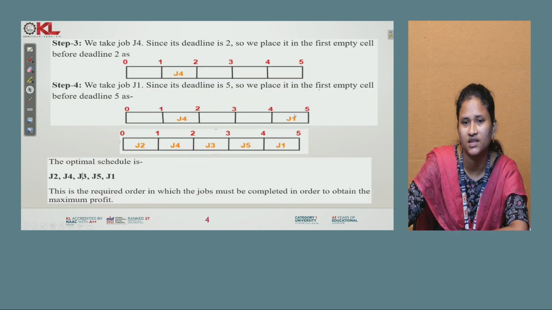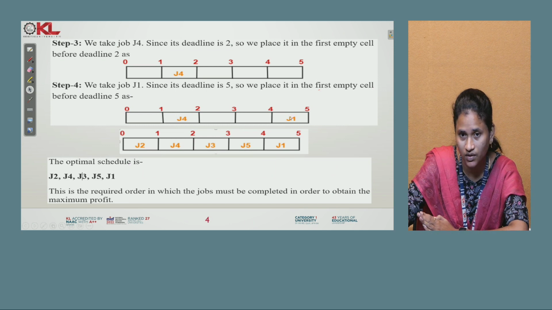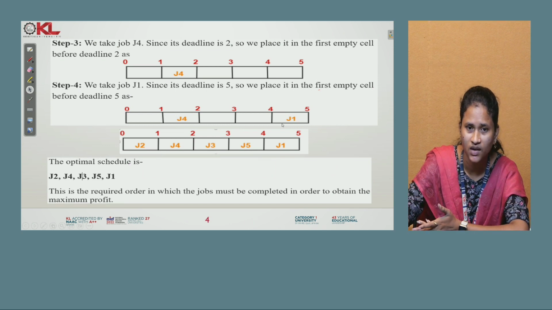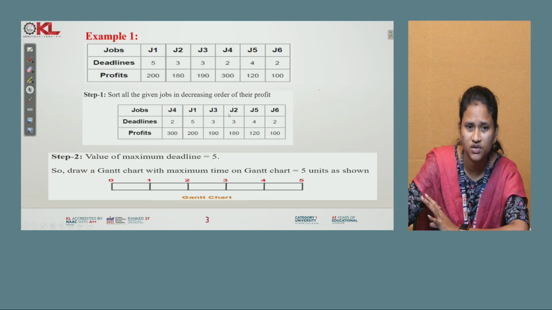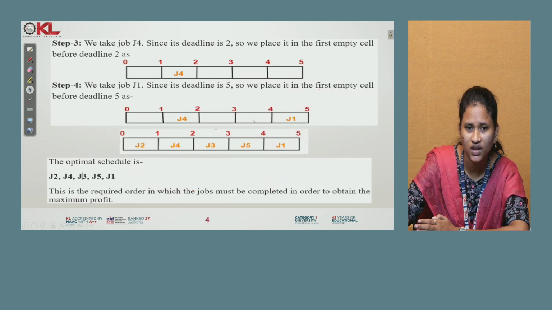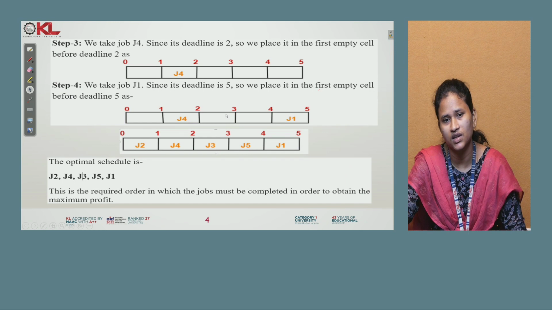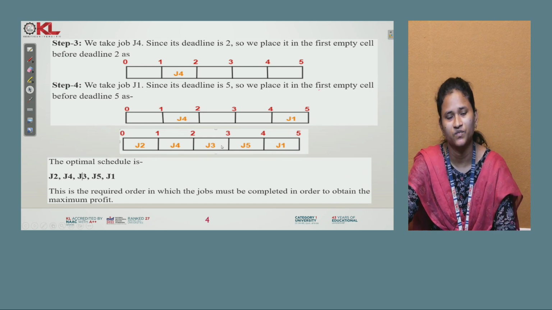So J1 was selected, deadline is 5, we go to the deadline directly, and from that deadline we see the first slot on the left side. If it is free, we can place it there. Like this we have to place all the jobs. Next one is J3 with deadline 3 and profit 190. We go to 3 and check whether the first left slot is free. If it is free, we place J3 there.